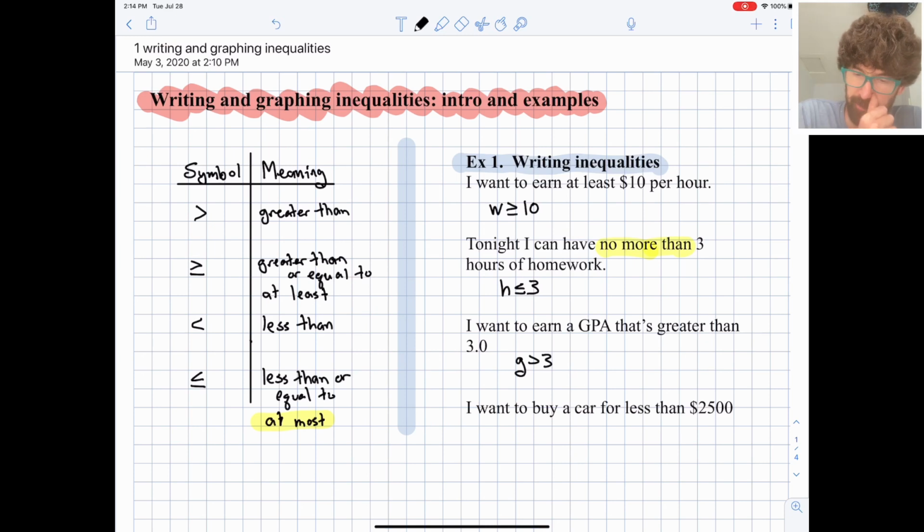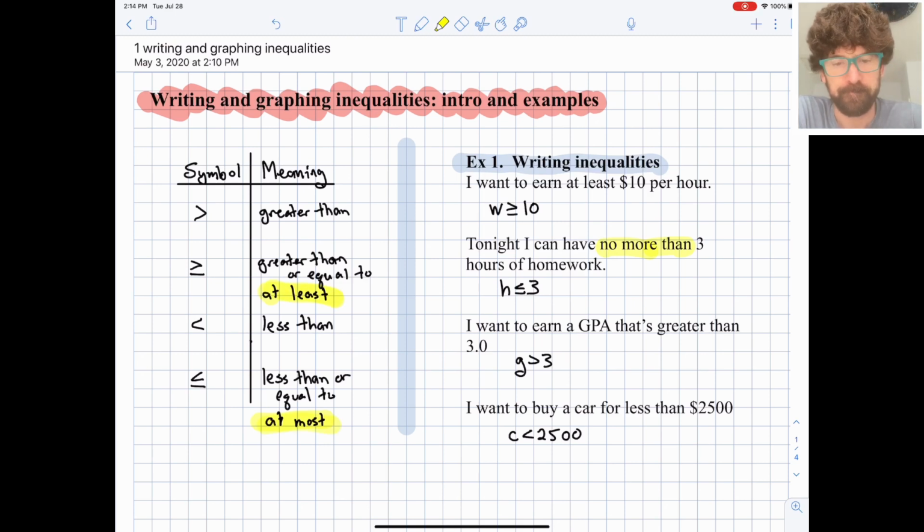And then lastly, I want to buy a car for less than $2,500. If you found one for exactly $2,500, presumably you wouldn't want it, or you wouldn't be able to afford it. So we want it to be less than $2,500. So the cost of the car is less than $2,500. Okay, I think the trick here with inequalities is to just make sure that you're familiar, especially with the at least and the at most terms, or the no more than terms.